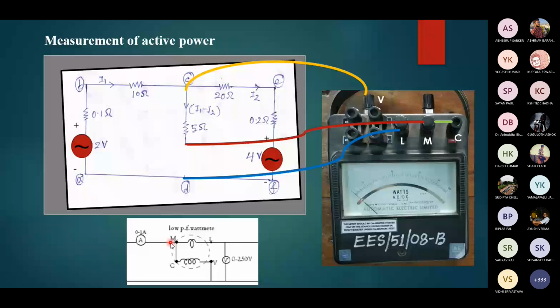Suppose there is a resistance or inductance or any impedance connected over here. Anything, RL or RC, whatever it may be. We want to measure the active power.